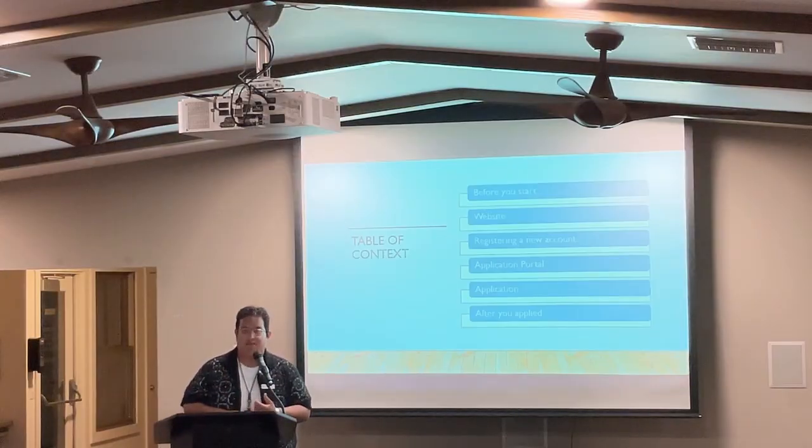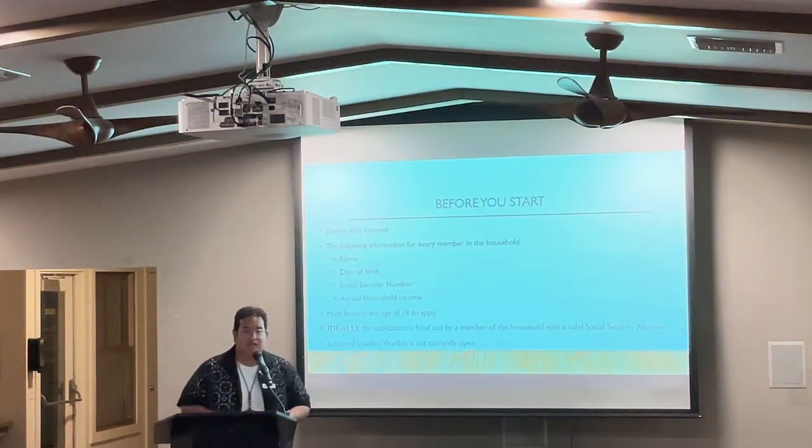You'll want to know their name, date of birth, social security number, and the annual household income. So that's everyone's income in the household that is receiving income. Whoever's applying ideally is over the age of 18, must be over the age of 18, and ideally that person has a social security number. If it's a mixed status family, you want to pick whoever's the oldest over 18 with the social security number.